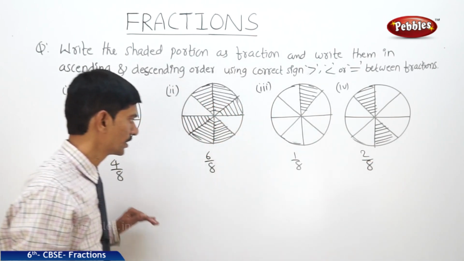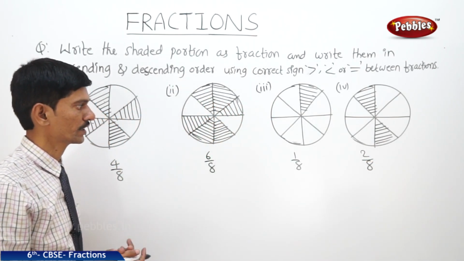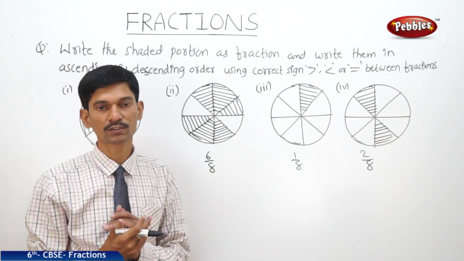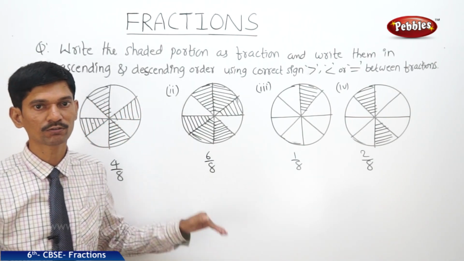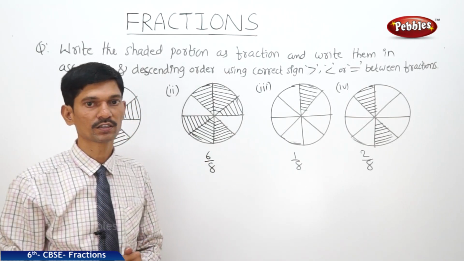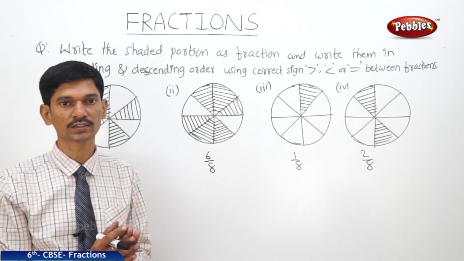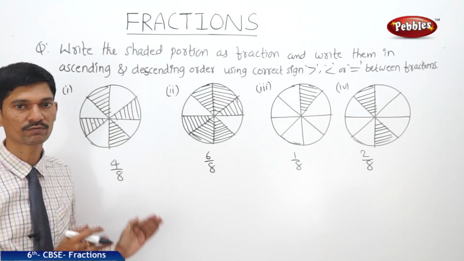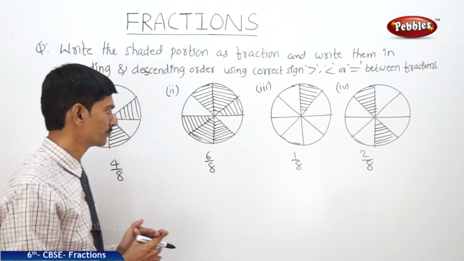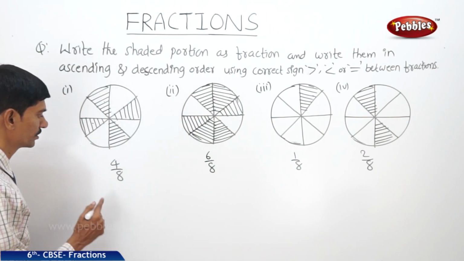Now if you observe all the given 4 fractions, their denominators are equal. So when the denominators are equal, they are like fractions. When the given fractions are like fractions, we can easily compare the numerators and decide which fraction is smaller and which fraction is bigger. So then we will arrange them in ascending order.